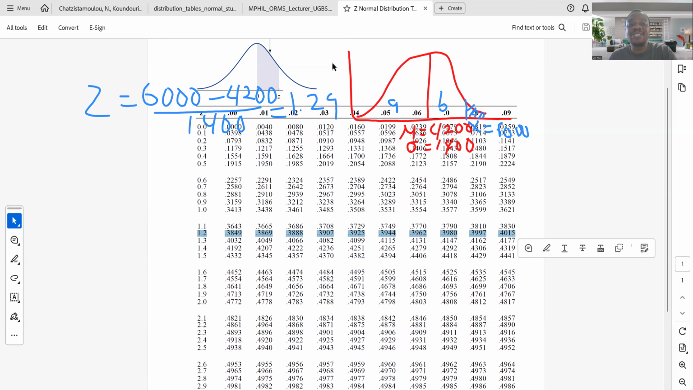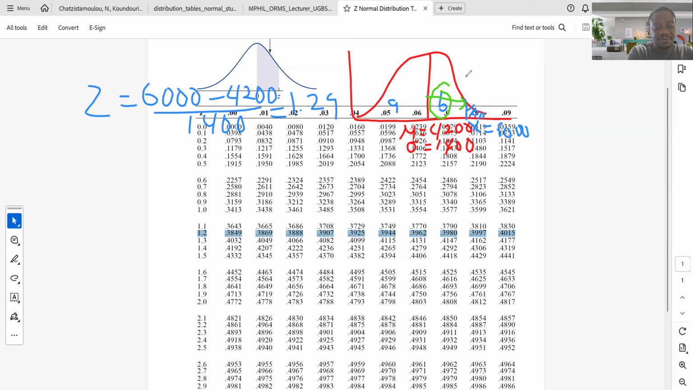But look, that is not the right answer for you. Why? Because look at the question. The question says you're looking for the area above, but this 0.4015 gives you the B area. Remember, we always read it by moving to the right. So what we've done is found the B area and not the area after B. So what do we do with this number? You subtract the number from 0.5.